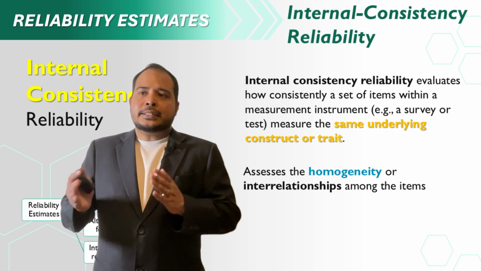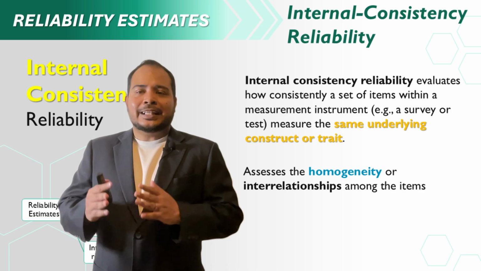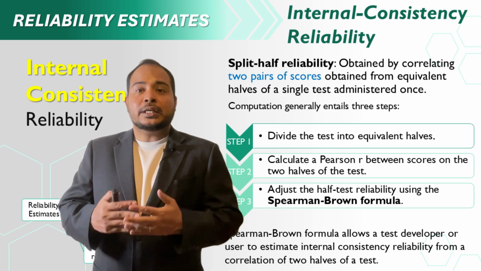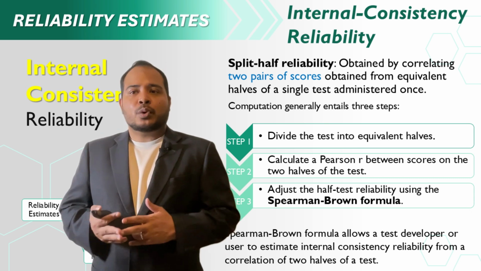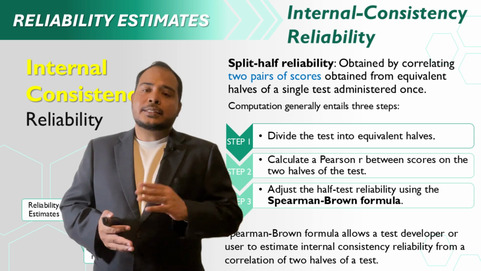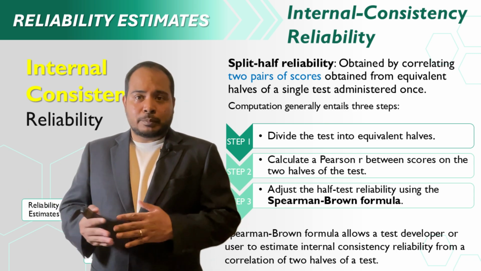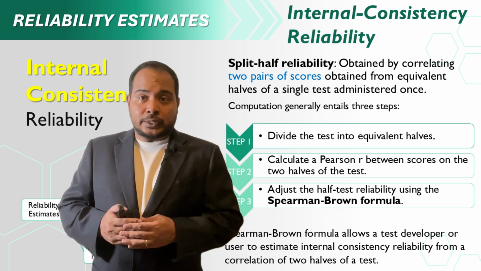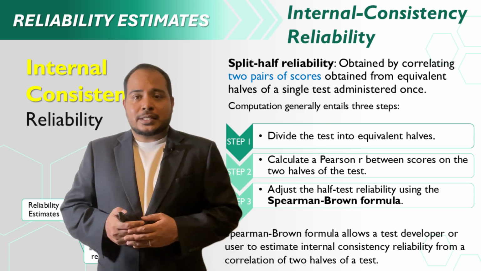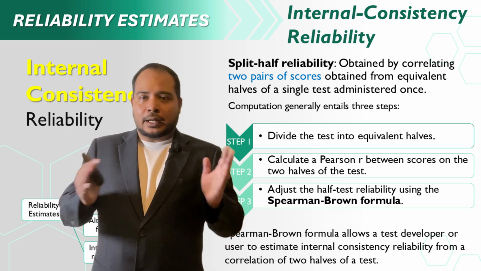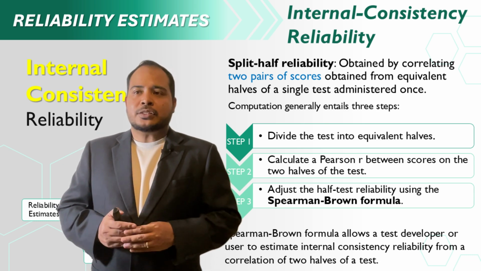Under internal consistency reliability, there are two types that we can measure or establish. The first one is split half. The second one is Cronbach alpha. In some textbooks, you will come across other types of reliability estimates that we can use, such as Kuder-Richardson Formula 20 or Kuder-Richardson Formula 21. However, we just focus on these two first: split half reliability as well as Cronbach alpha.